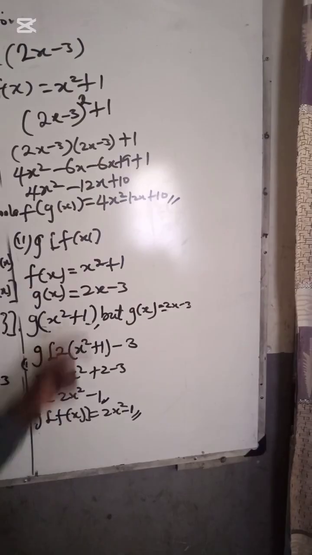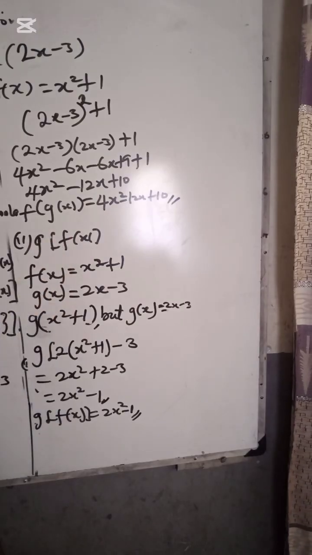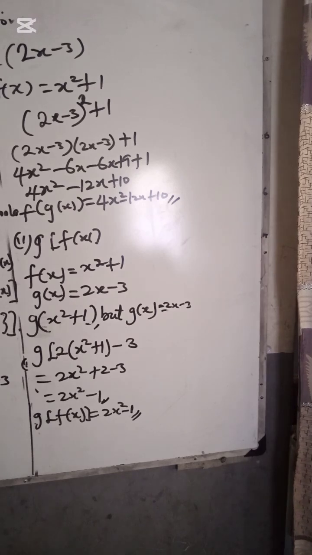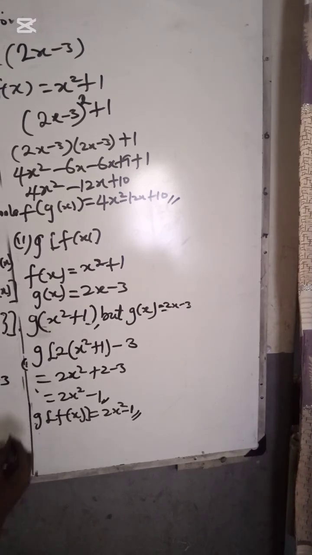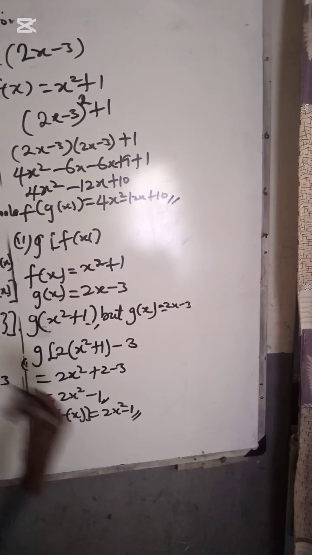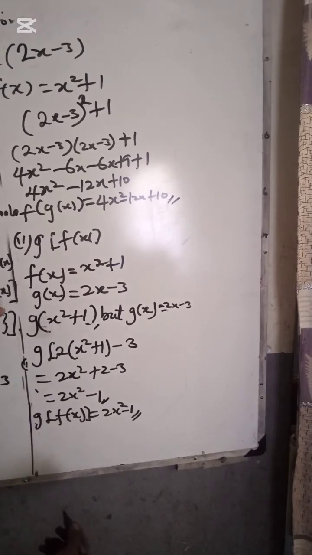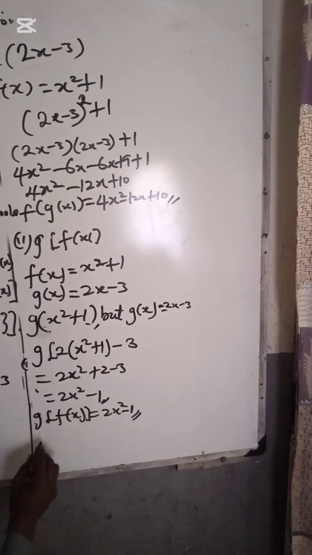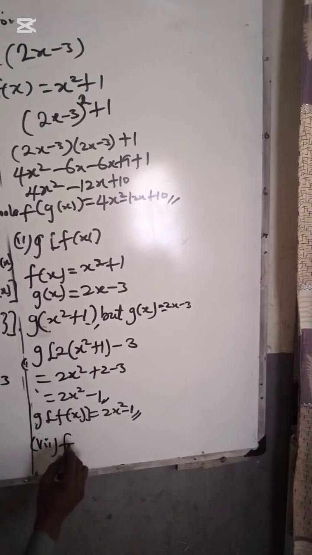It's not the same. It's not commutative to f of g of x. The third one, which I promised we are going to do, is f of h. We will leave this for you to do. Let's go to the sixth one. We have more work for you to do to know how committed we are together.